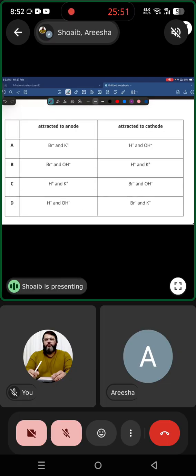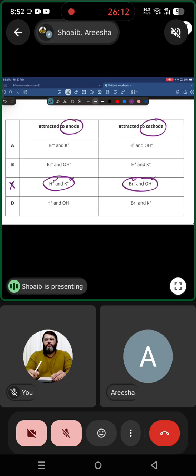So you have positive ions, that is hydrogen and potassium, and negative ions will move towards the cathode. Is this one correct? No, C is not correct. We have the correct pair here, but the option is not correct. So the correct pair here, the positive, sorry, potassium and hydrogen, they move towards the cathode. This one is correct, and these two are negative, so they move towards the anode terminal. So B is the correct answer here. Clear?